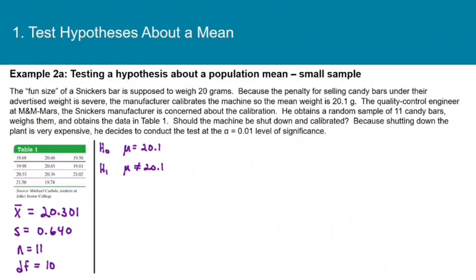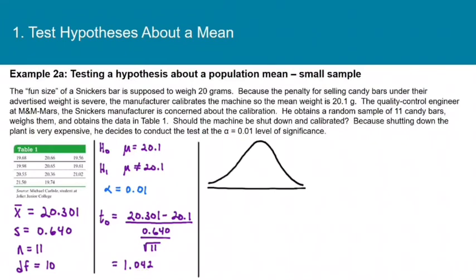Now let's go ahead with step 2. Step 2 is just to find alpha, so we know that alpha is 0.01. And now we can do step 3. And remember, step 3 is calculate the test statistic, find the critical value using the table, and then draw the normal curve and shade alpha on the normal curve. So I'll go ahead and calculate our test statistic here. That's going to be x bar minus mu divided by s over square root of n. And our test statistic is 1.042.